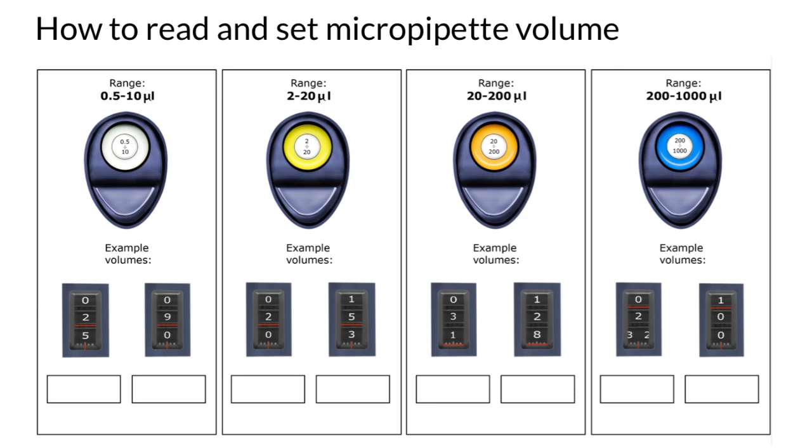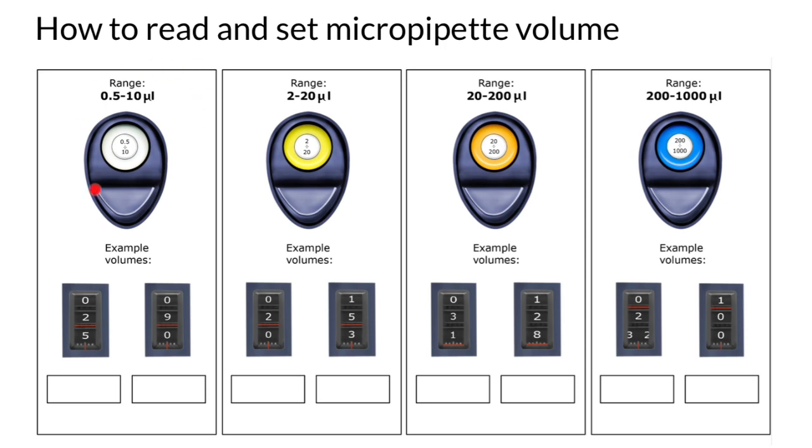Today we are going to talk about how to read and set micropipette volume. If you can read, you can set. If you can set, you can read. There is no single universal micropipette, so you have to use a certain micropipette for a certain volume. So take a look. They are color coded. Usually at the beginning you have to take a look at the range of each micropipette, but later just looking at the color, you would know the range.